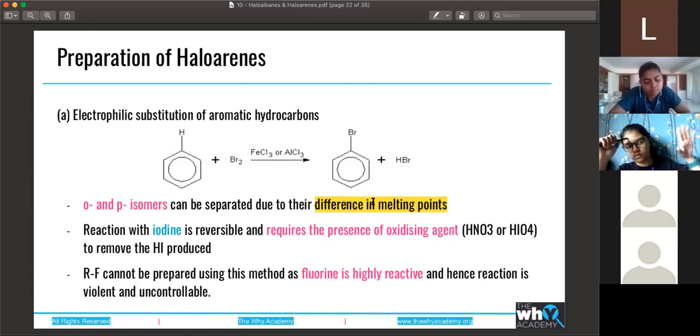Yeah, the difference in melting point in ortho and para groups is mainly because of the structure of the molecule. If I'm taking the example of a para structure, that means one group is at the top and one is at the bottom. It is very symmetrical in nature. So breaking a symmetrical molecule requires a higher amount of energy than breaking an unsymmetrical molecule. That is one factor, but that is not the main factor.